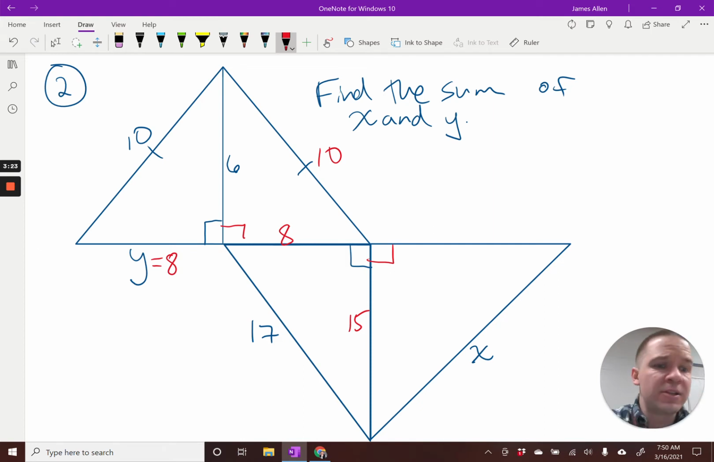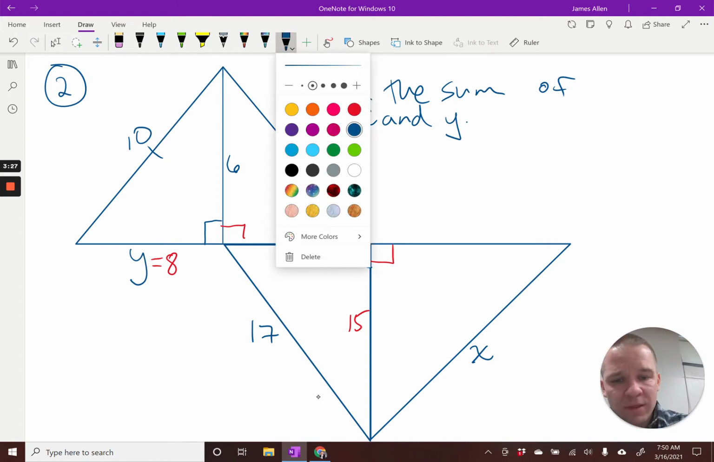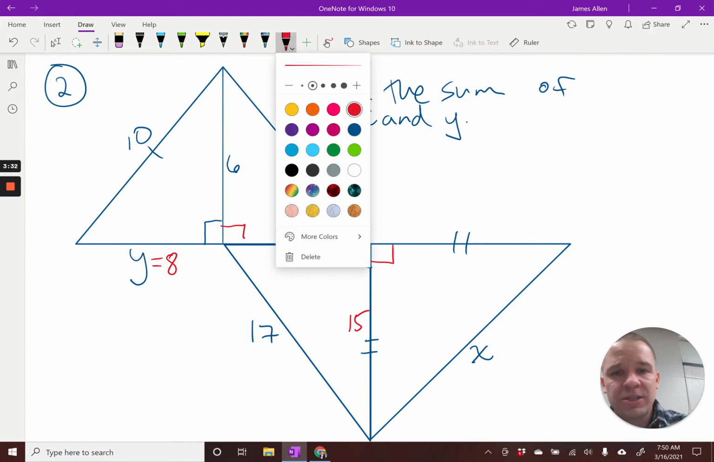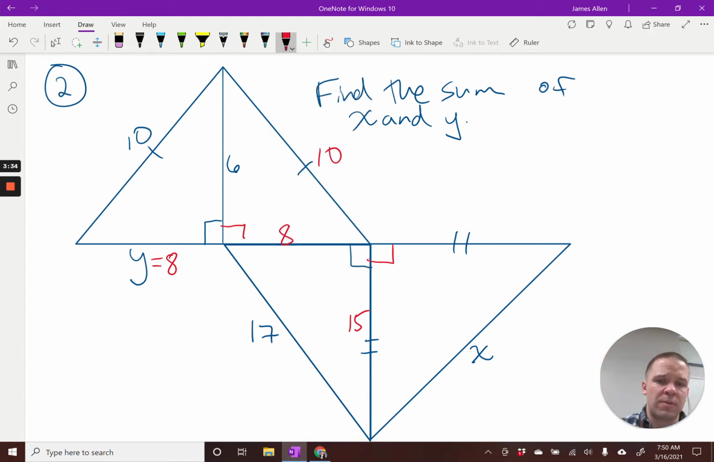You know what I forgot to do here? Do you know what I forgot to mark when I made up this problem? These were supposed to be congruent here and here. My apologies. I do apologize there. I meant to put those congruent markings. Now that we have them, we know that this guy right here is 15 as well.